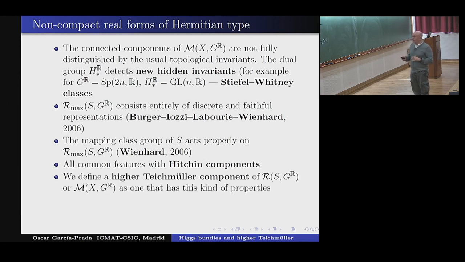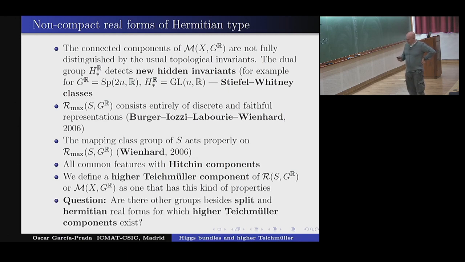And so in that sense, we haven't properly yet defined what a higher Teichmüller component is. In fact, part of this talk is to get to that, right? But if you think of these as components consisting of representations that are discrete and faithful and that are not fully determined by the usual topological invariants, they qualify, right? And also you can add to that the mapping class group acts properly discontinuously, but well, then you are there, right? So these are higher Teichmüller components.